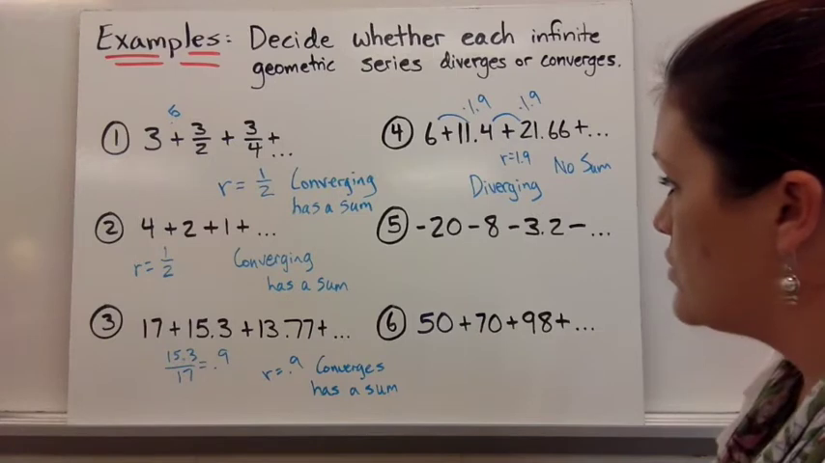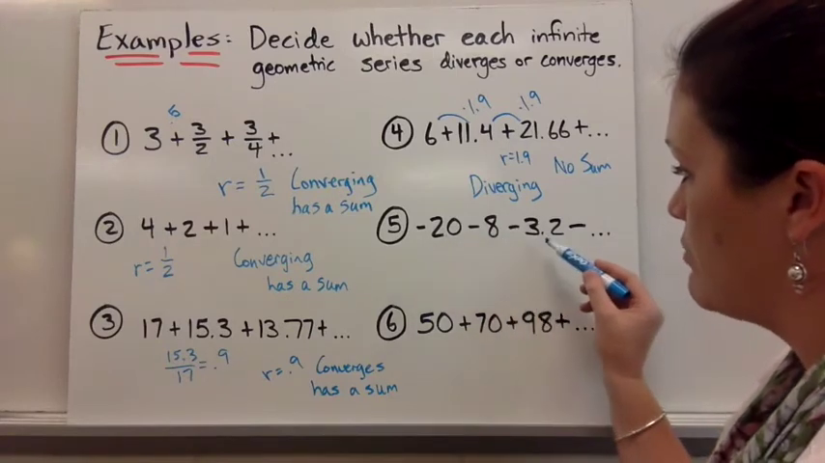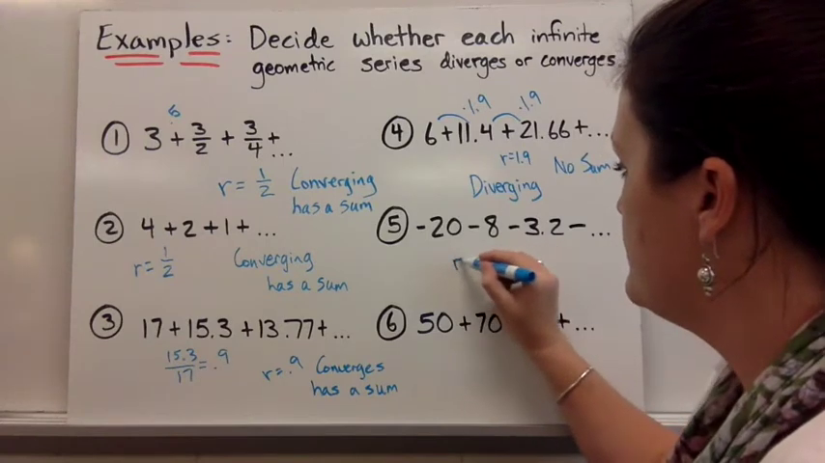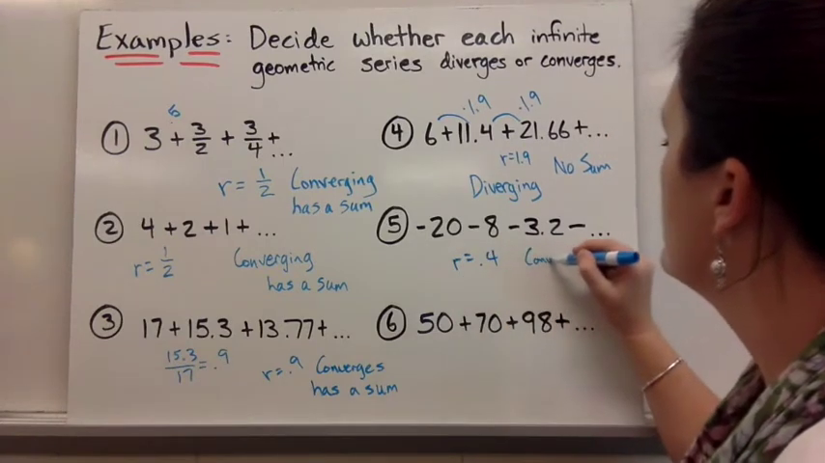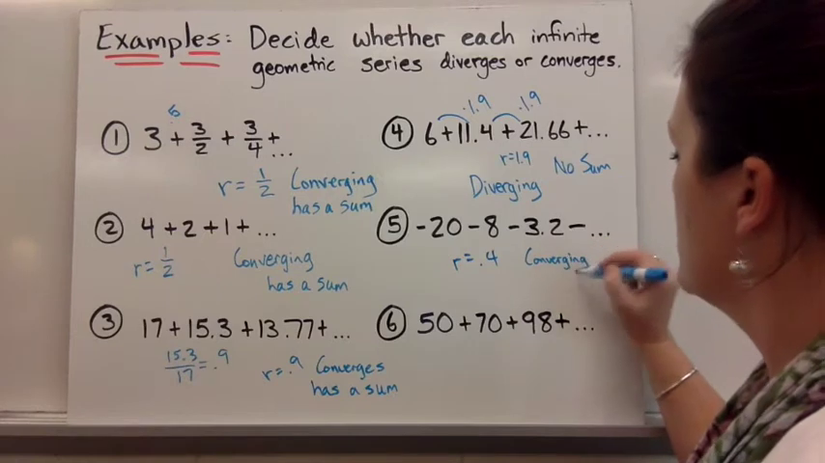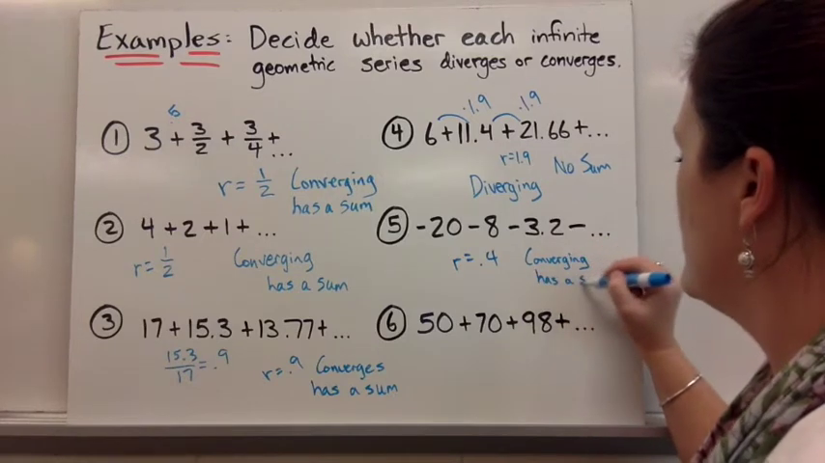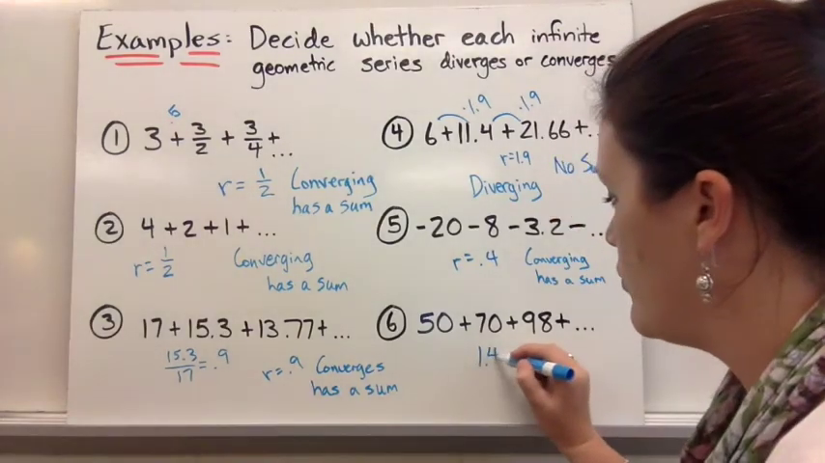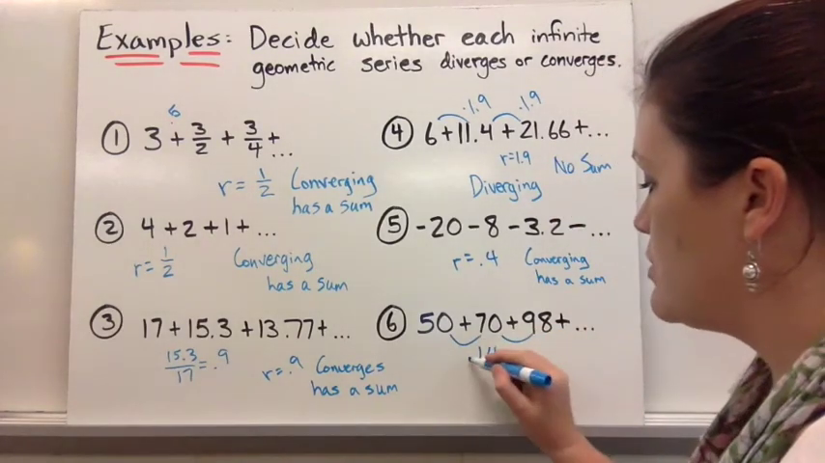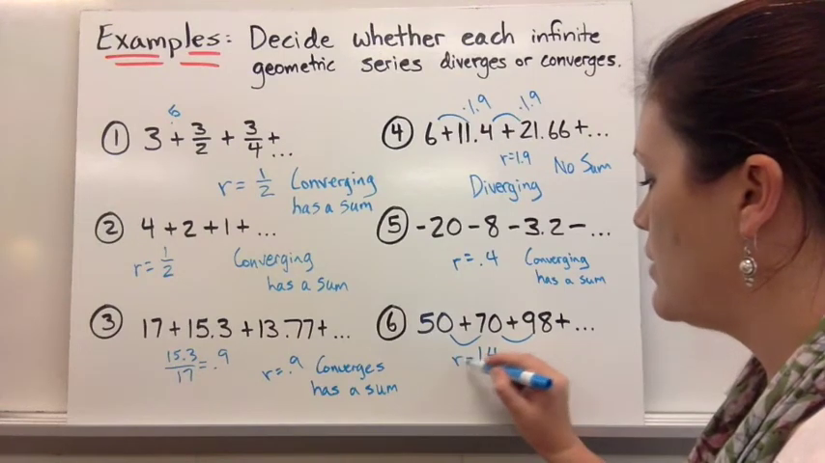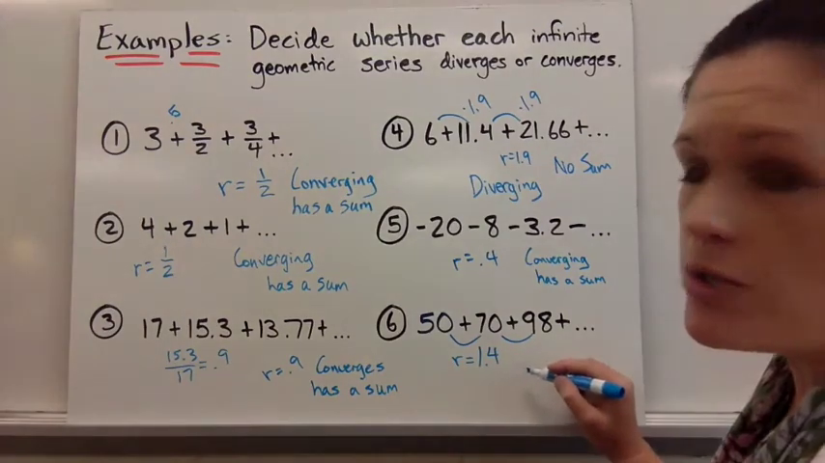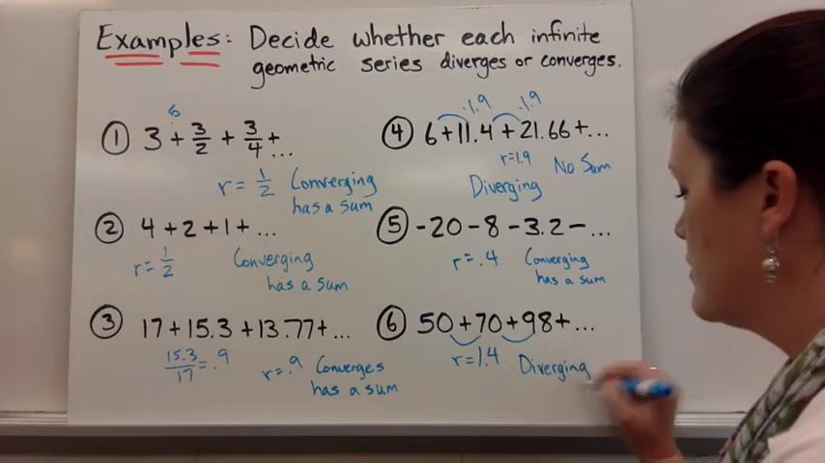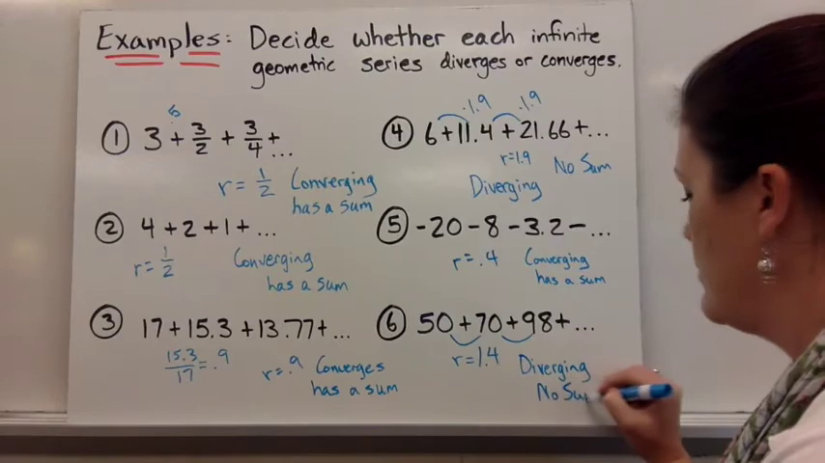And then number 5 goes from -20, -8, -3.2. This one is multiplying by 0.4. So it is converging, and it has a sum. And then the last one was 1.4 between each term. So if you multiply by 1.4, then R would equal 1.4, and that's larger than 1. So this one would be diverging, and it has no sum.